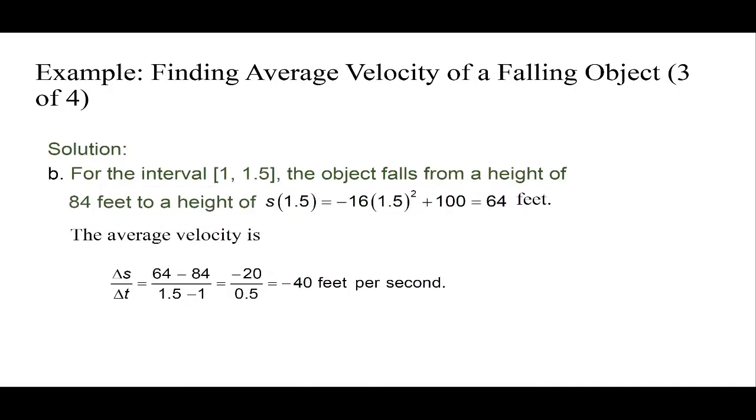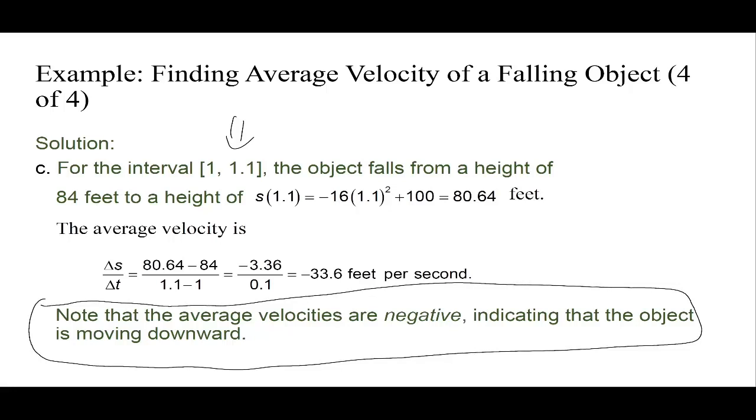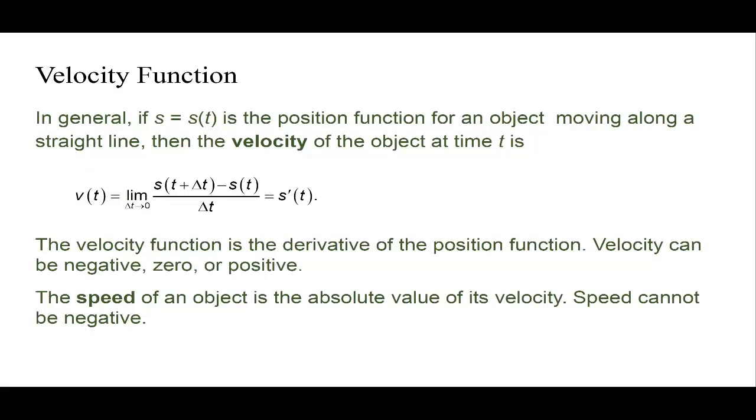Now, by using the same approach, we can find the average velocity on this interval or on this interval. It doesn't matter. It's the same formula, same idea we can use to find the average velocity on any interval. Note that the average velocities are negative, indicating that the object is moving downward. If instead of going up, it's going down, then the average velocity would be negative.